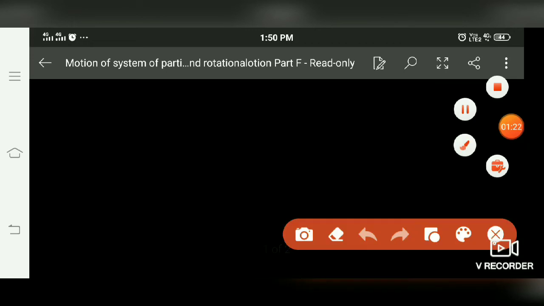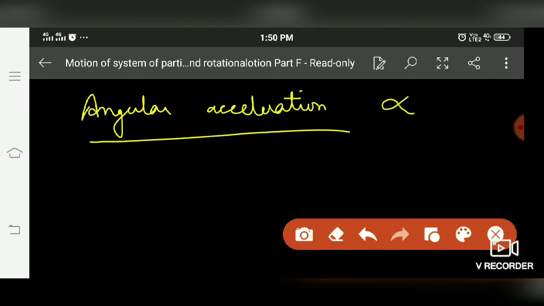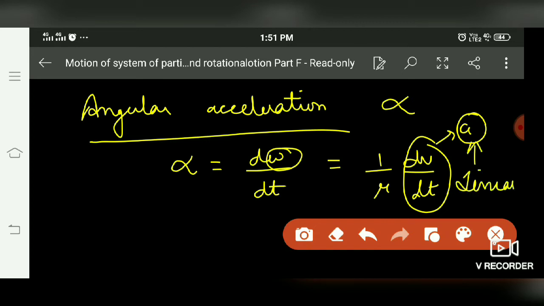Similarly, the next term is angular acceleration. Angular acceleration is denoted by a symbol alpha, and this alpha is equal to d omega upon dt. Now if we substitute the value of angular velocity, that is v by r, we get dv by dt. This is what? This is linear acceleration a. So again we get a relation that alpha is equal to a by r.